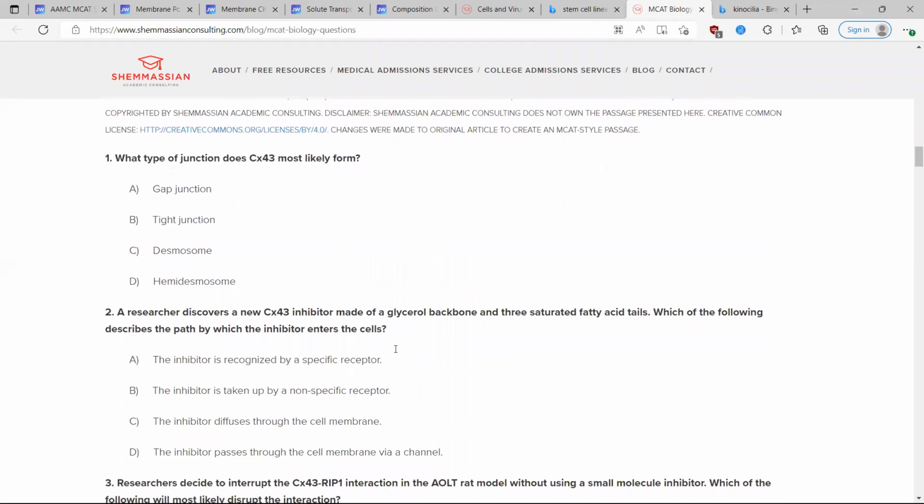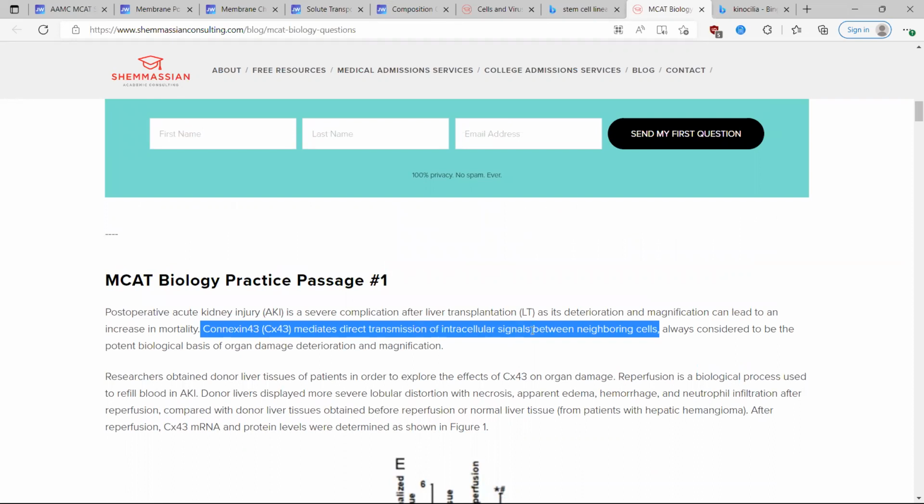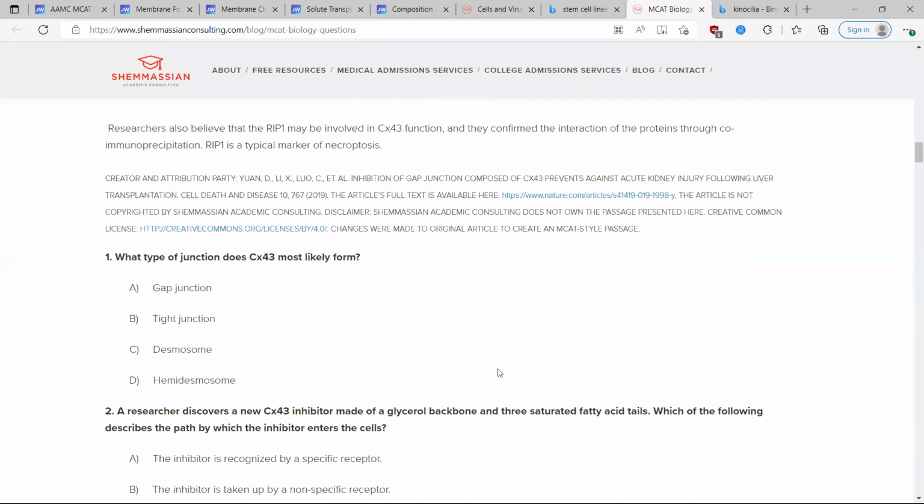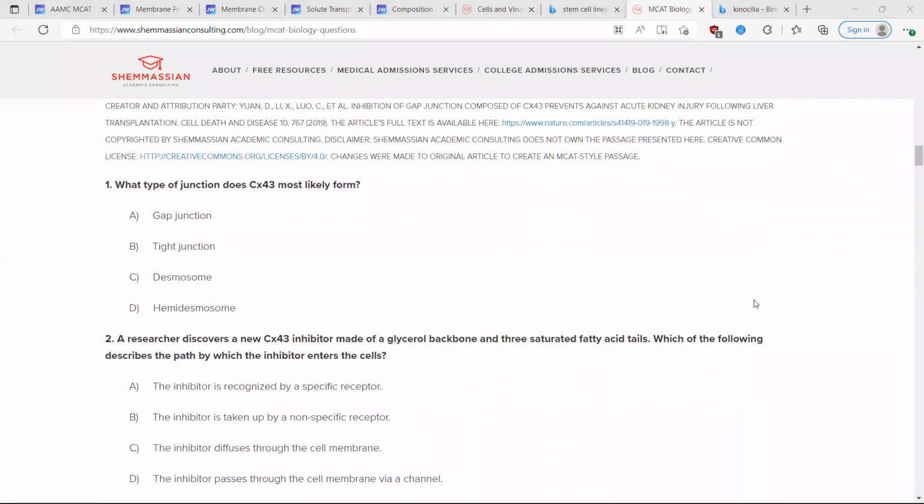Okay. So this is a gap junction because they said direct transmission of intracellular signals between neighboring cells. Then, a researcher discovers a new CX43 inhibitor made of a glycerol backbone and 3 saturated fatty acid tails. Which of the following describes the path by which the inhibitor enters the cells? So again, we still are not talking about the experiment. We're now just talking about this random hypothetical of a new inhibitor and how it can enter a cell, right?